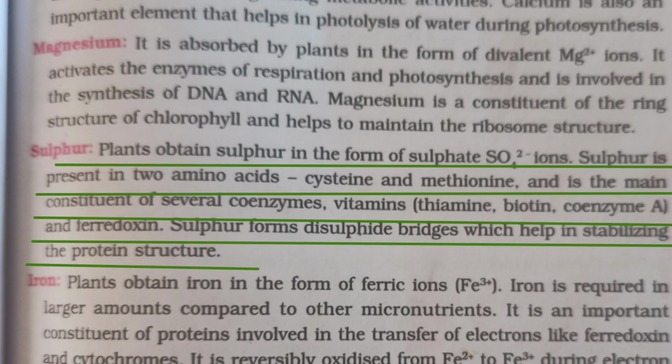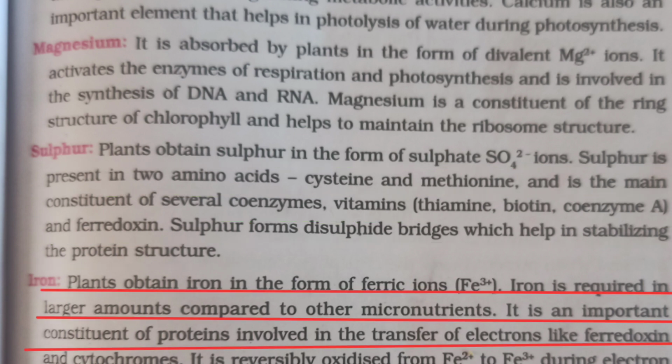Sulfur. Plants obtain sulfur in the form of sulfate, SO4 2- ions. Sulfur is present in two amino acids, cysteine and methionine. It is also present in coenzymes and vitamins: thiamine, biotin, coenzyme A and pyridoxine. Sulfur forms disulfide bridges, which help stabilize protein structure.